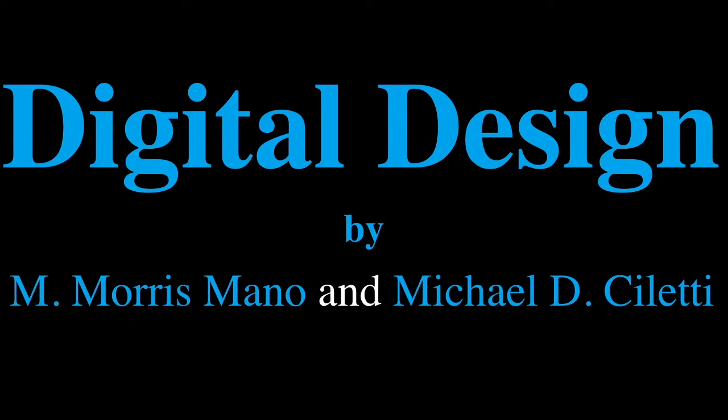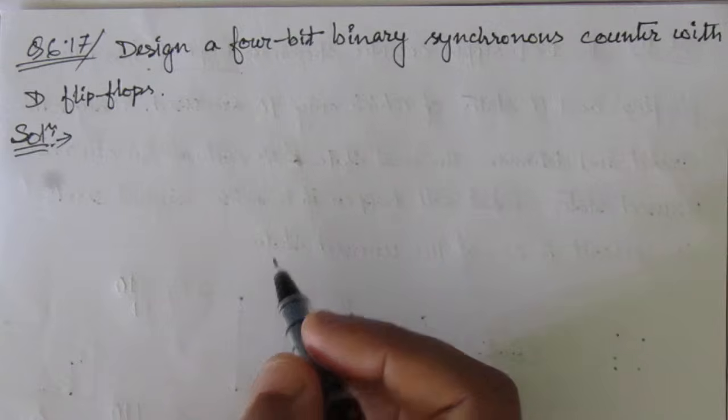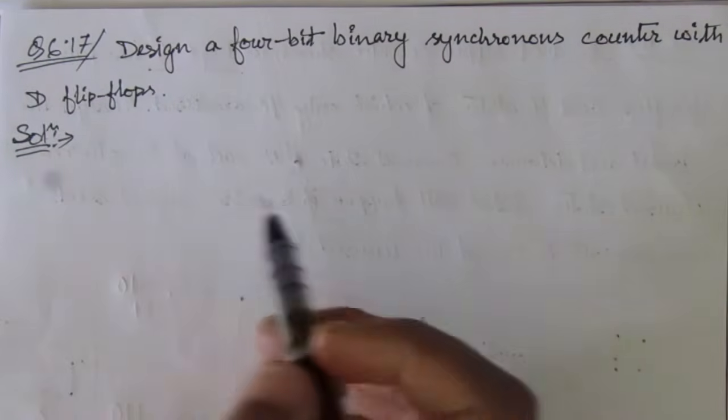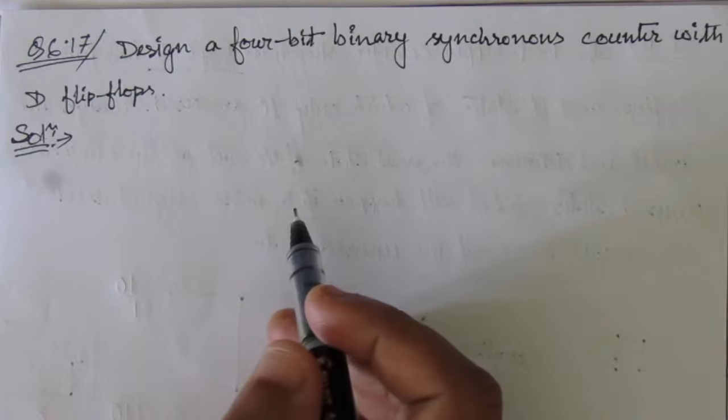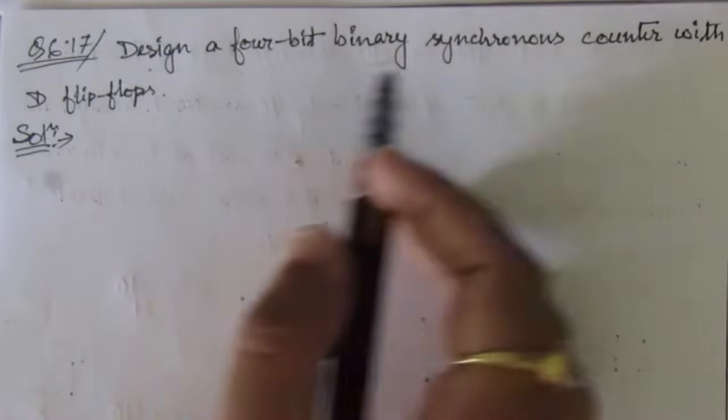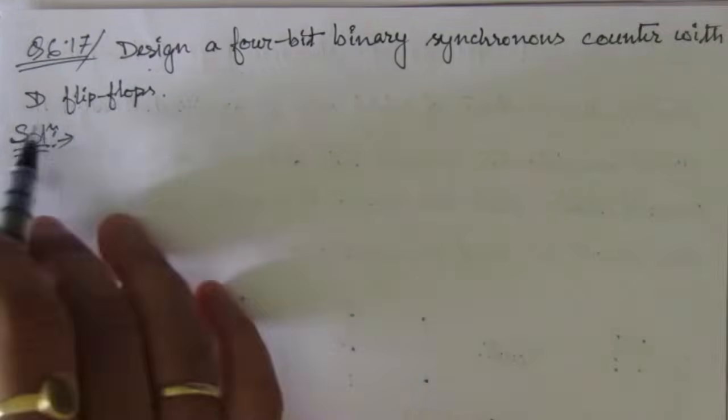I am solving the problems from the book Digital Design by Maurice Mano and Michael Ciletti. So in this video, I am solving problem number 6.17 from chapter number 6. The problem is: design a 4-bit binary synchronous counter with D flip-flops.